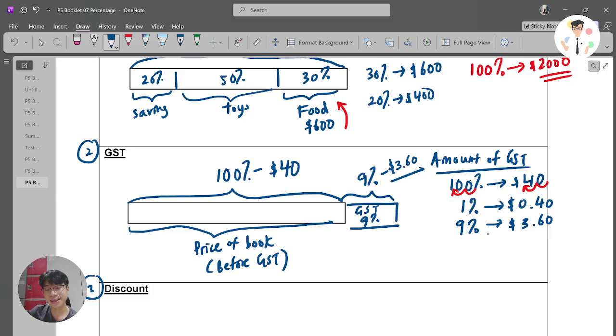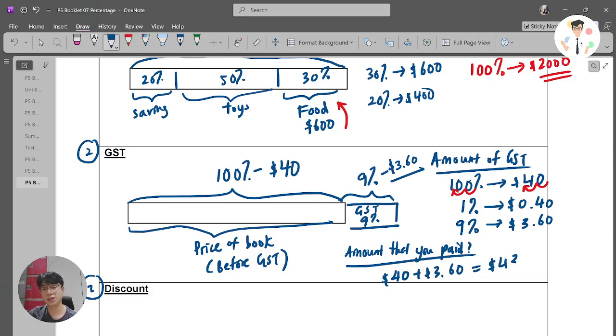Now, another thing they will ask you is, again, since now you know the price of the book is $40, the GST is $3.60, what is the amount that you pay? What's the amount that you will pay? Then there will be $40 plus $3.60, which is $43.60. Okay, so this is the amount after GST, the amount that you need to pay.